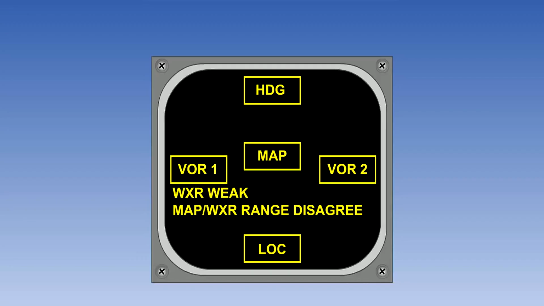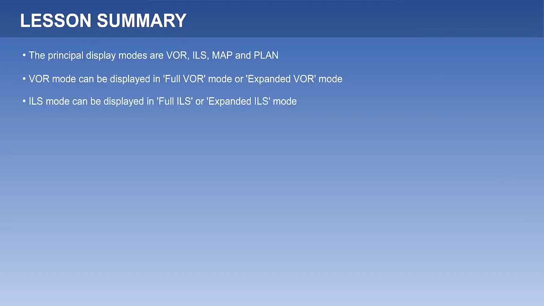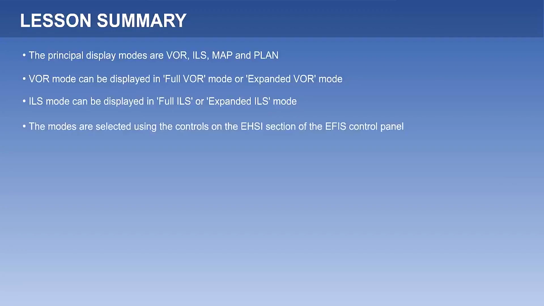The principal display modes are VOR, ILS, map and plan. VOR mode can be displayed in full VOR mode or expanded VOR mode. ILS mode can be displayed in full ILS mode or expanded ILS mode. The modes are selected using the controls on the EHSI section of the FS control panel. A full weather radar display is not available in full VOR, full ILS and plan modes.